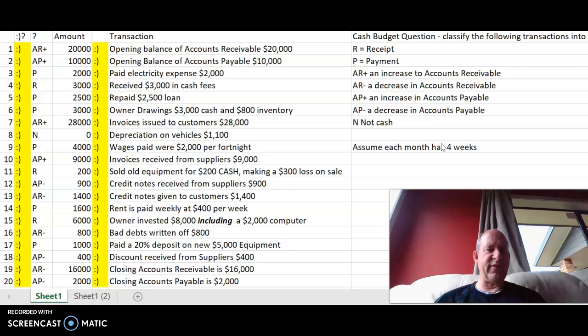Alright, so I've got smiley faces all the way through there. I hope you have as well. Again, you can press pause and check your answers as you go through. A couple of the tricky ones were the word including here, which means we've got to take that 2,000 off. The rent, we have to multiply that by 4. Here we've got a paid deposit, so we just need the 20%. And I think the rest you can sort out.